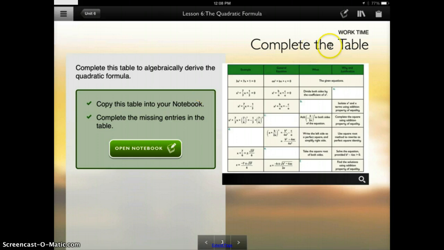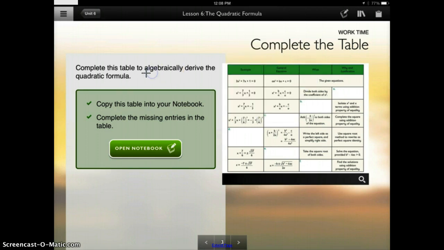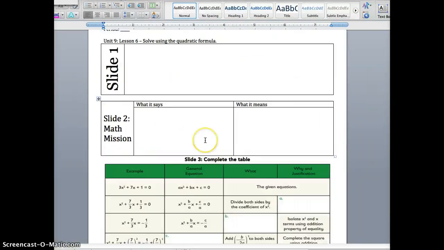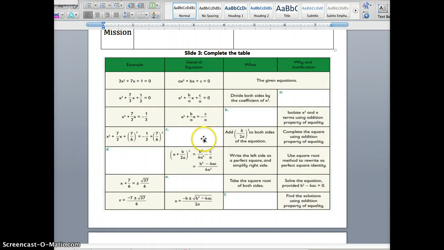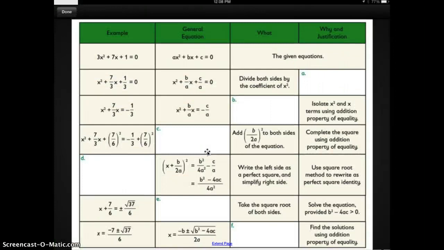Slide 3 says complete the table. It's work time. There's a table here which I'll expand for you in a second. Let's read what it's asking us to do. It says complete the table to algebraically derive the quadratic formula. Algebraically means basically use some common sense. Think about it. Don't wait till someone tells you all the answers. Derive means be a detective. We'll copy this into our notebook, and lucky for you, I did that. Look, it's right there. You're going to fill this in just like I'm going to fill in this one.